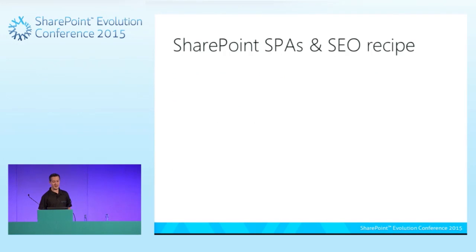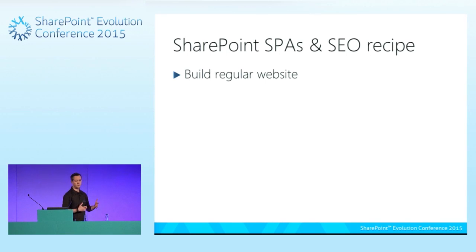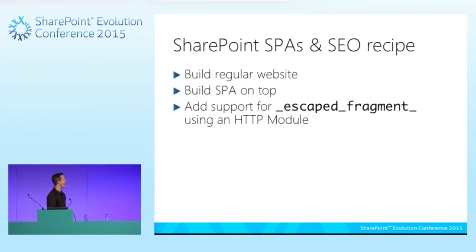So the recipe is as follows. You build a regular site, just as you would for a non-SPA site. You build your SPA on top of it. You build two sites, as I said. And then you hack your way through support for this parameter. You have to have a module, because there's no support in Context. The only way for you to plug into that pipeline to handle that request is to have a module in there.